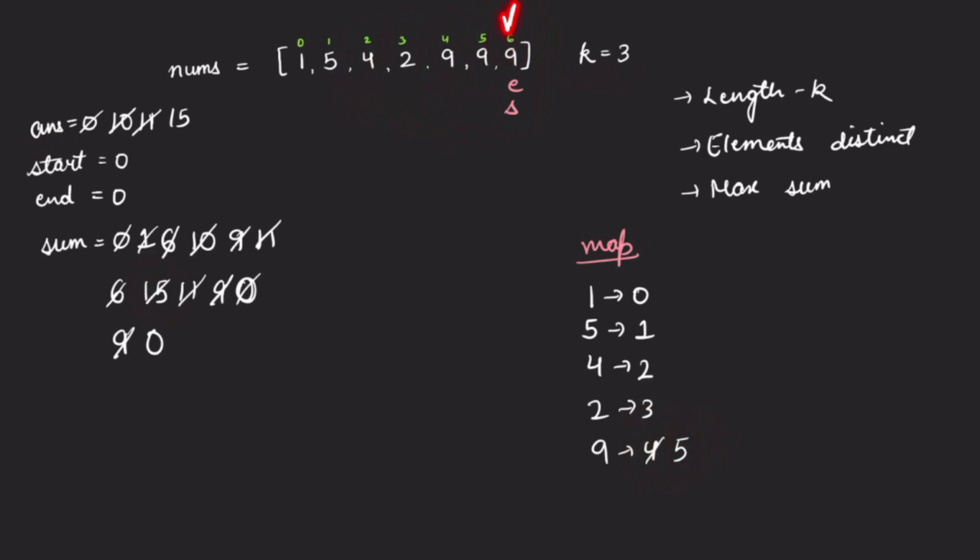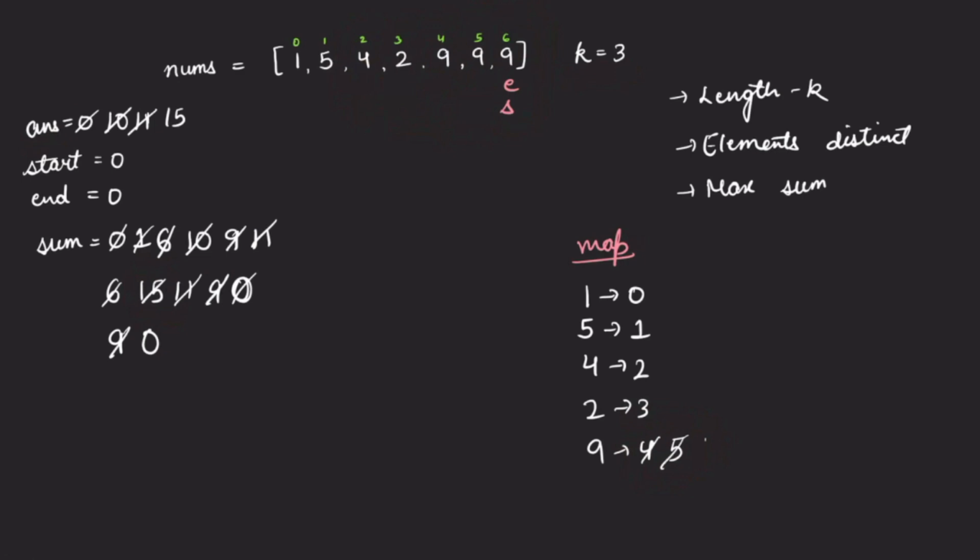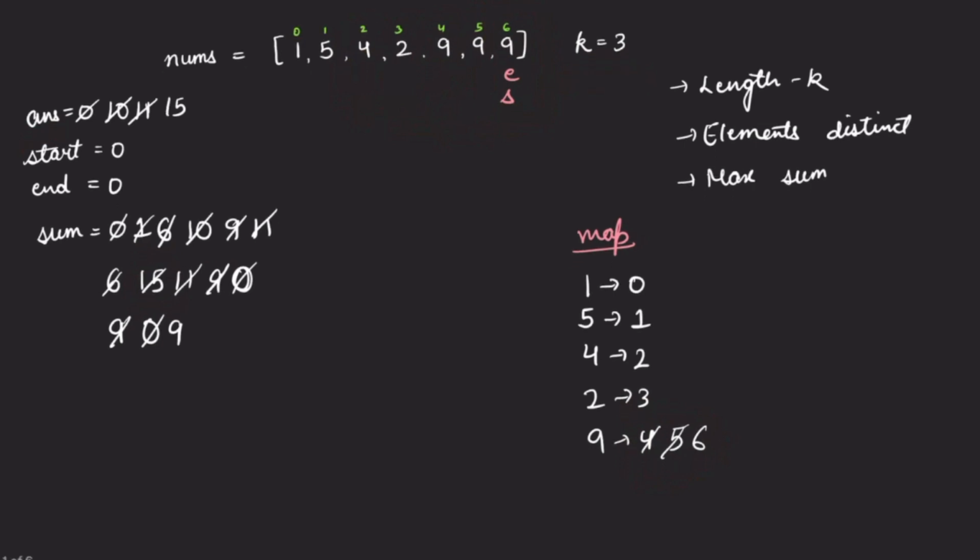Now since we are considering this 9, it will be updated in the map. It will be added in the sum and you will see that the size of the subarray is not equal to k. So answer won't be updated. So we will move our end forward now. So end will come here. But now we have exhausted our array. So we will stop. And whatever is present in our answer, which is 15, that is going to be our answer, right?